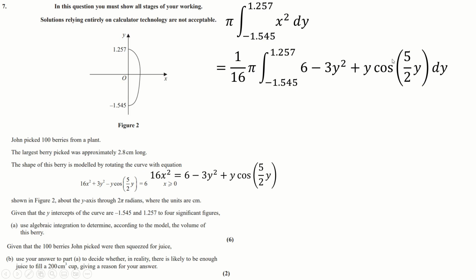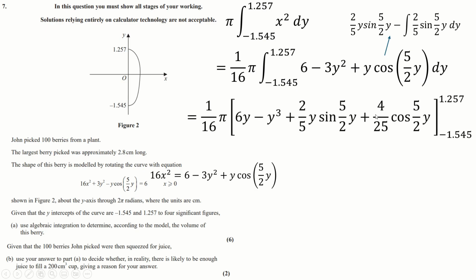So integrate cos 5 over 2y to get 2/5 sine 5 over 2y, leave the y alone, and then take away the integral of this thing differentiated, and then they steal this thing integrated, and you end up with this, and then this thing integrates super easily to 4/25 cos 5 over 2y, and that minus will change to a plus, and that will be the entire thing that you need to put into there.